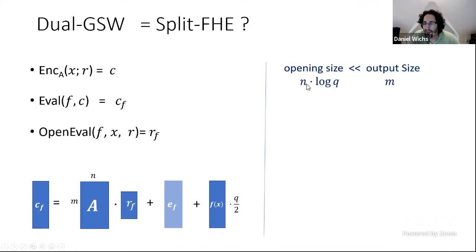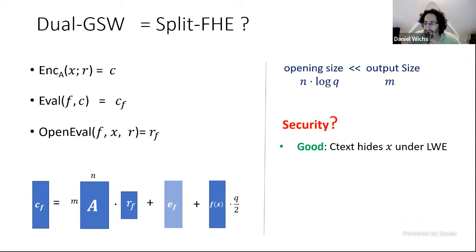And I can make n much, much smaller. So n is the width of this matrix, and I can make that much, much smaller than the height of the matrix, which is m. So here, the opening can be arbitrarily smaller than the output size of the function. I can get as large of a polynomial gap as I want. So that's good. What about security?